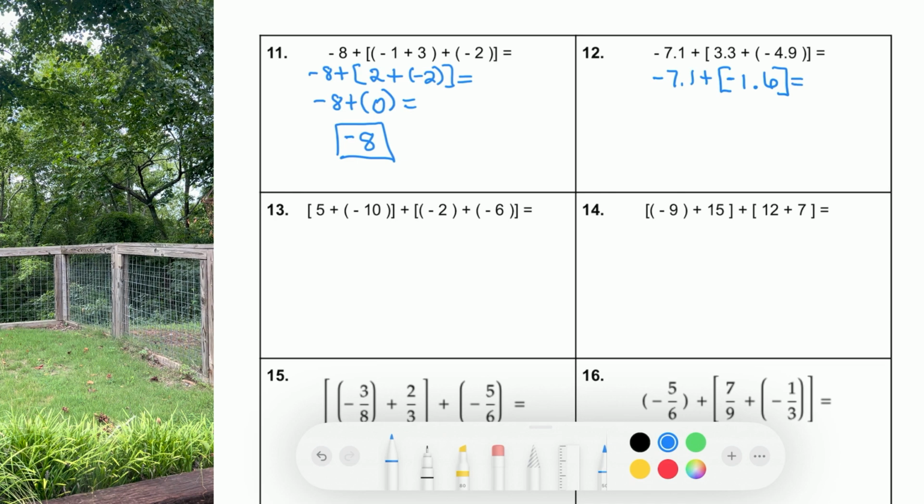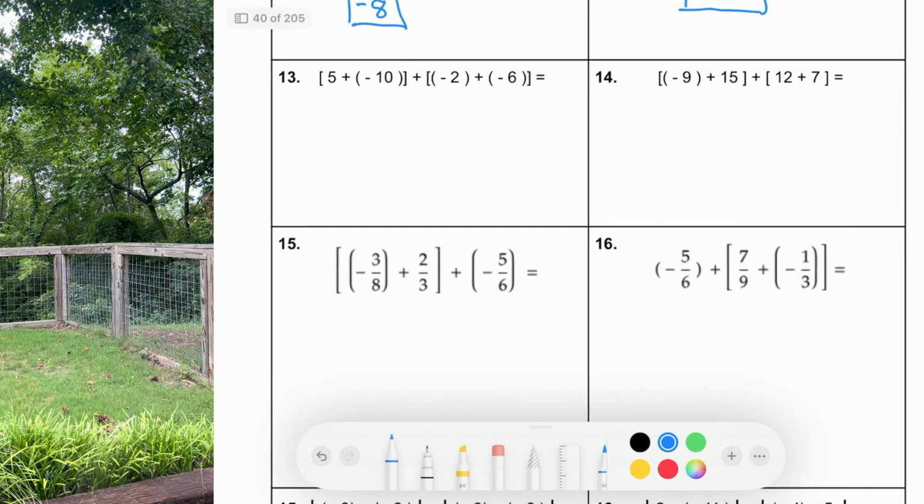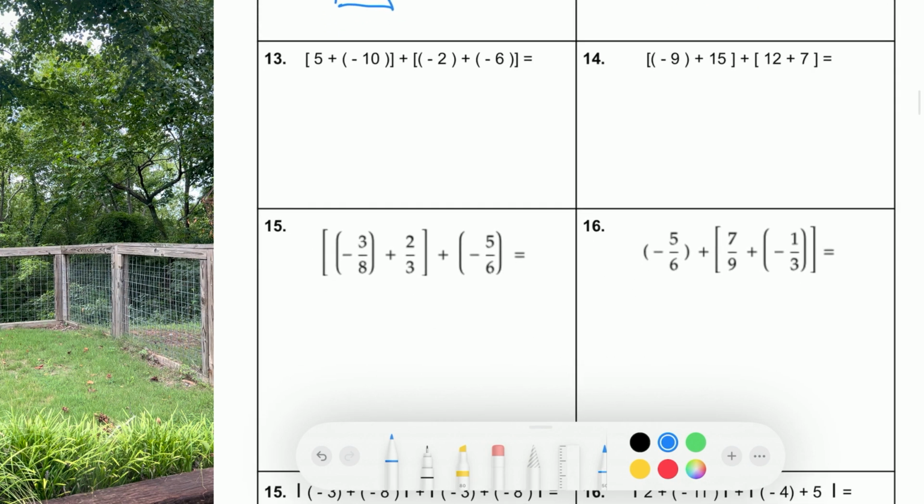Now I have a negative 7.1 plus a negative 1.6. They have the same sign, so that means I add them and keep the sign. So 6 plus 1 is 7, and then 1 plus 7 is 8, and they're both negative, so our answer is a negative 8.7. Number 13. We have 5 plus negative 10.